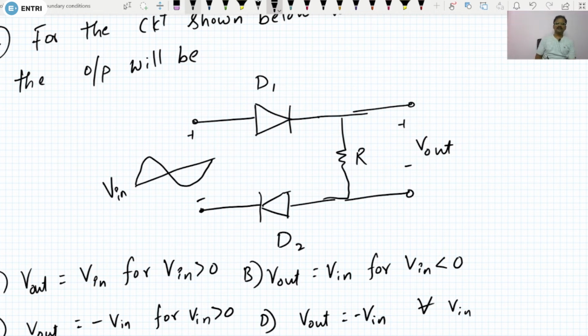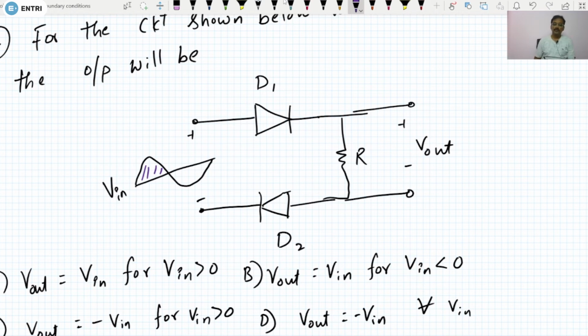You can easily analyze this circuit here. This is a very simple circuit. Yes or no? So see here, during the positive half cycle, which diodes will go on and which diodes are going to be reverse biased here? Which diodes are going to be on and which diodes are going to be off?